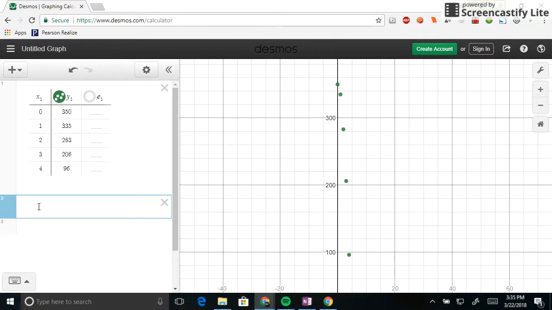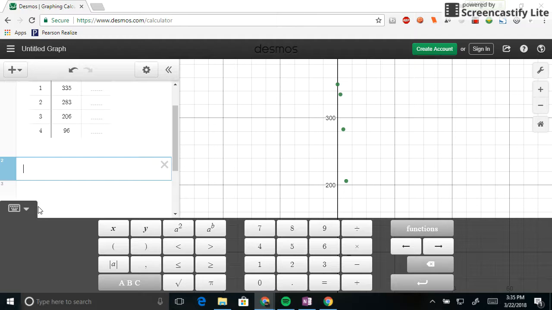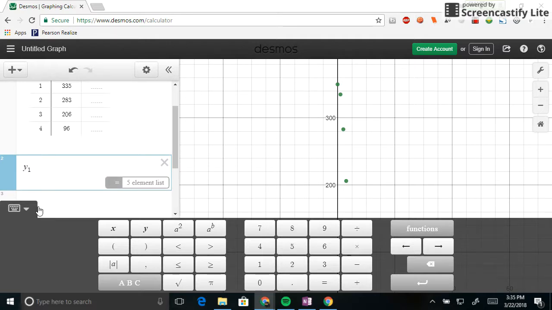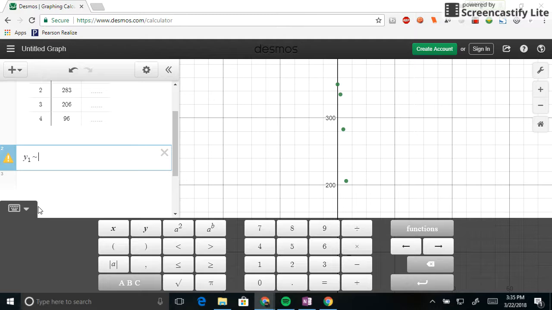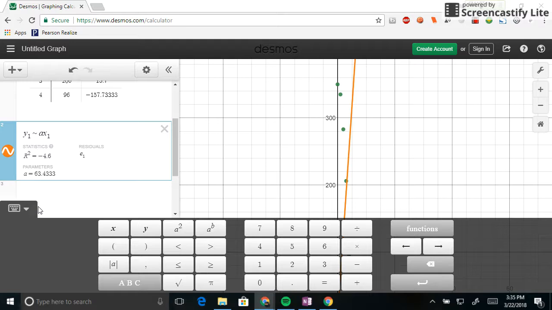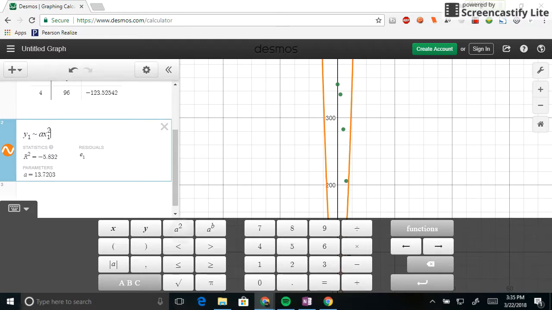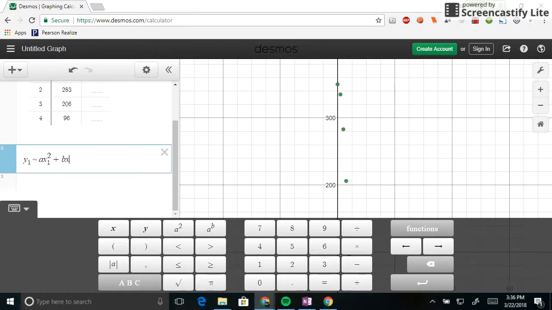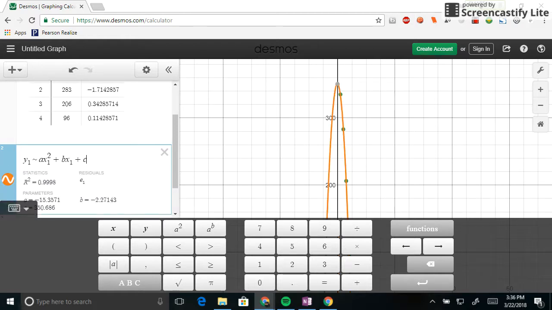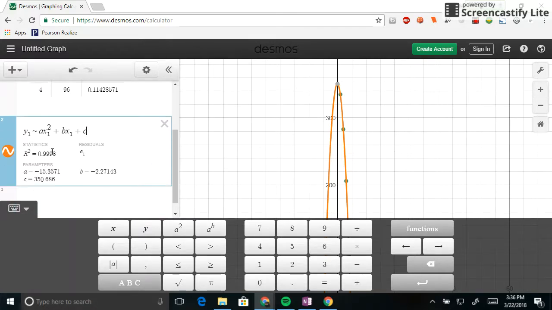So now what we want to do is a quadratic regression equation. A quadratic regression equation is going to start off by using y1, and then we hit the little tilde in the upper left-hand corner of your keyboard. And then we have an a times x1, and we want to square that. So I hit the little a squared button there, and it just squares it, plus bx1 plus c.